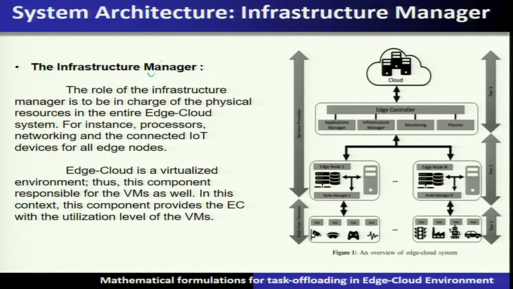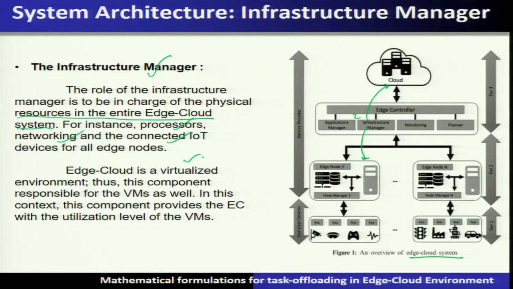The second important task is called the infrastructure manager. The role of the infrastructure manager is to be in charge of the physical resources of the entire edge cloud system. This infrastructure manager has the responsibility to collect all the information about the resources of the edge cloud system, that is, for instance, the processors, networking and different connected IoT devices. So, all the resources available in the edge cloud system, the infrastructure manager collects and informs.